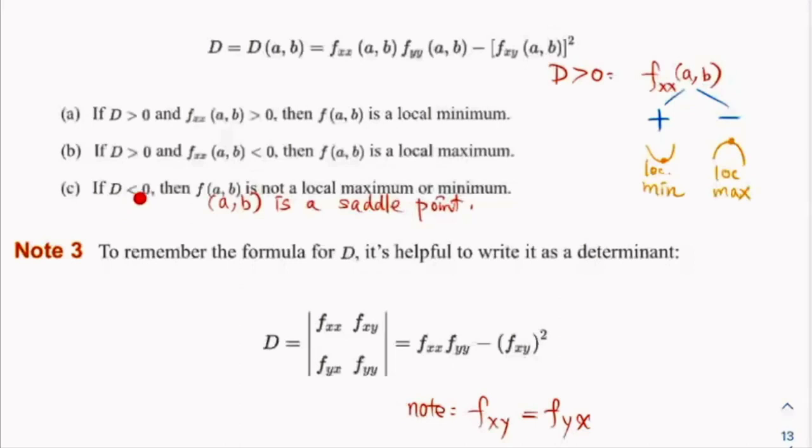Now, when D is negative, then the function value is neither a local max nor a local min. In fact, at (a, b), that point is a saddle point.